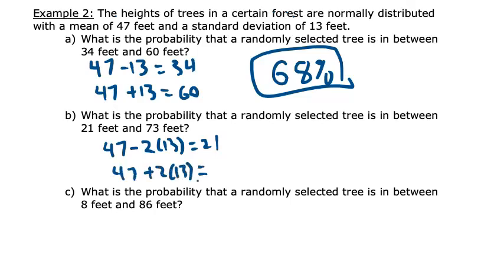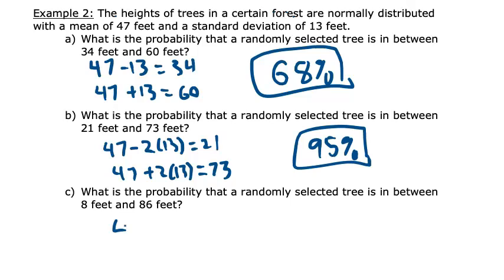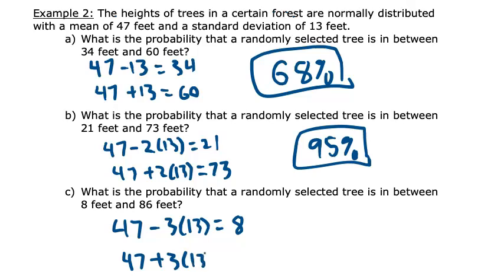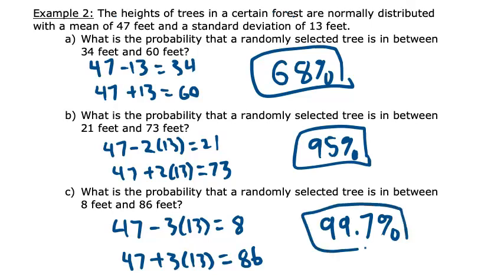You could plug this in a calculator just like that if you want to double check. Gives you 73. So this is 2 standard deviations, 95%, all right? And then if I check this one, you're probably guessing, yes, it is in fact 3 standard deviations. If you subtract 3 times 13, you'll get 8. And if you do 47 plus 3 times 13, double check me if you want to, but of course you will get 86. This means 3 standard deviations gives you 99.7%. Wonderful.